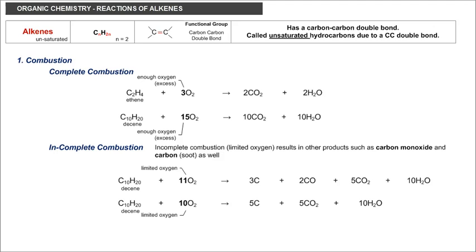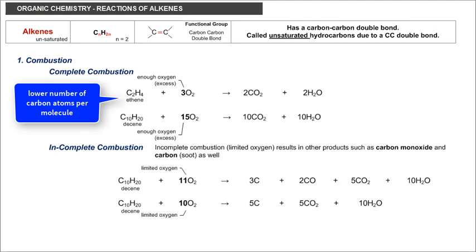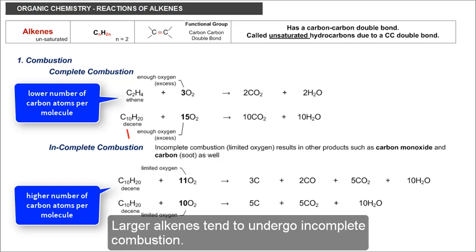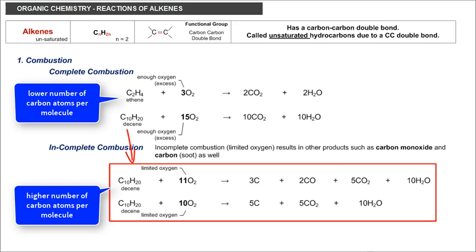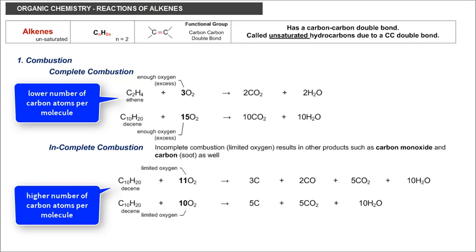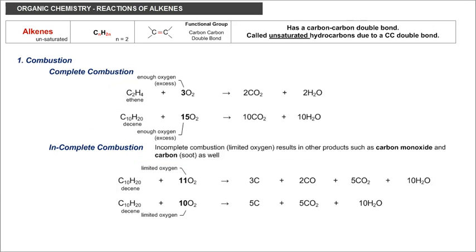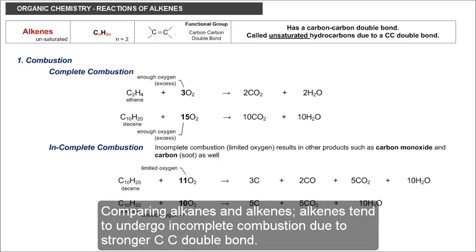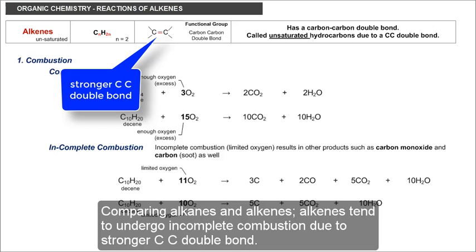Comparing the combustion of small alkenes such as ethene and larger alkenes such as decene, the larger ones tend to produce carbon monoxide and soot, that is, undergo incomplete combustion due to more number of carbon atoms per molecule, that is, a larger molecule size. Comparing the combustion of alkanes and alkenes, the alkenes tend to produce carbon monoxide and soot, that is, undergo incomplete combustion due to the stronger carbon-carbon double bond.